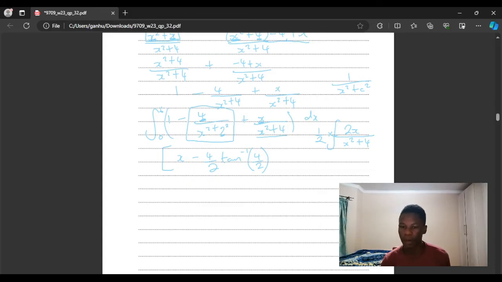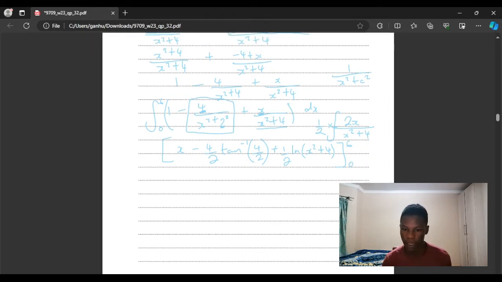So now we can use the method of recognition, which means that this becomes half ln of the denominator, which is x squared plus 4. And we're going from 0 to 6. Let's just simplify this first. That's x minus 2 arctan of 2, plus half ln x squared plus 4.